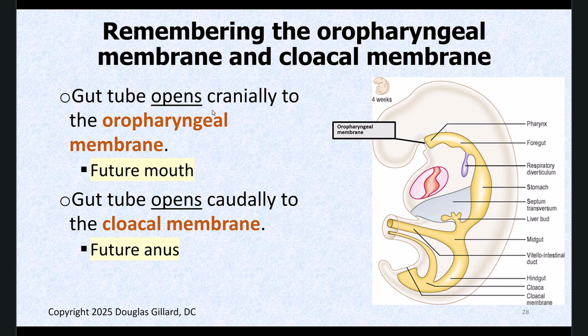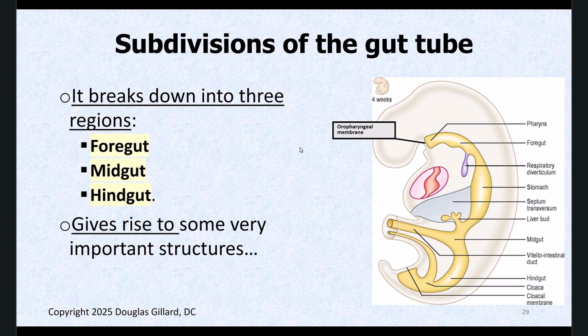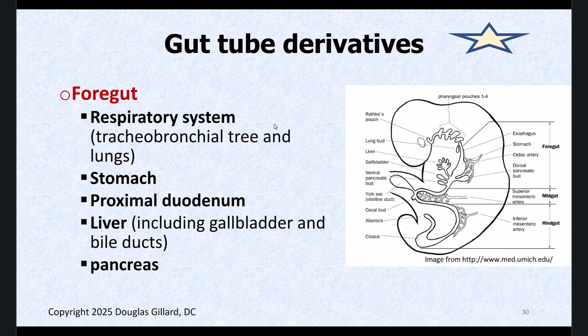Yep, everything we said. Gut tube opens cranially to the oropharyngeal membrane, the future mouth. Gut tube opens caudally to the cloacal membrane, future anus. Subdivisions: foregut, midgut, hindgut, we said that already. Let's look a little more specifically at what the foregut actually forms. So the foregut will give rise to the tracheobronchial, basically the respiratory system, the stomach, proximal part of the duodenum. So about the dividing point is the descending part or part 2 of the duodenum.